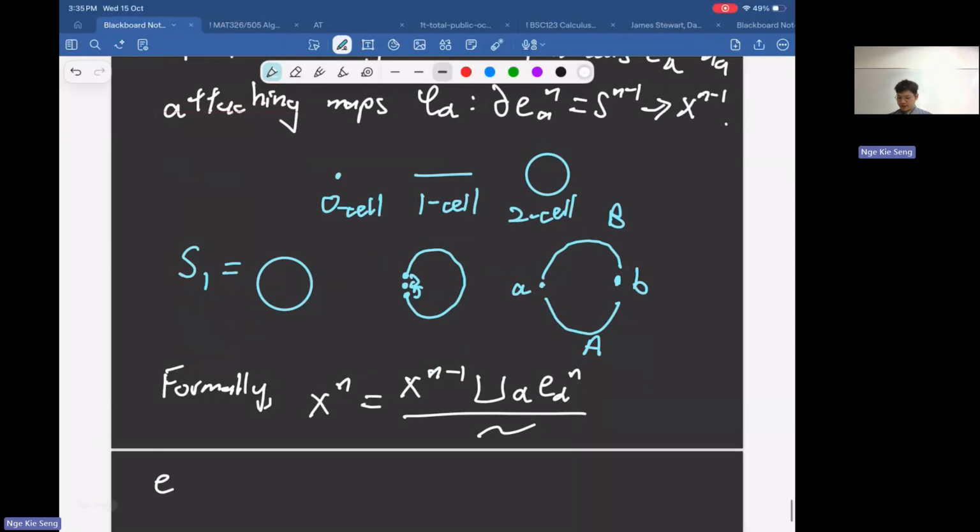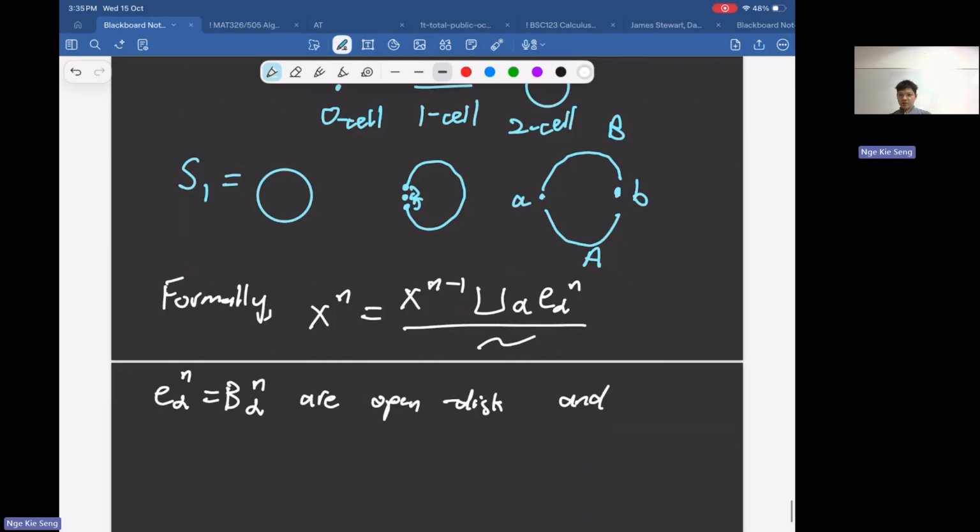So these E alpha n actually are the open disk. Actually, we use B in our topology class, so let's use B. Open n disk. And we glue x and phi alpha of x, for all x in the boundary of the disk.